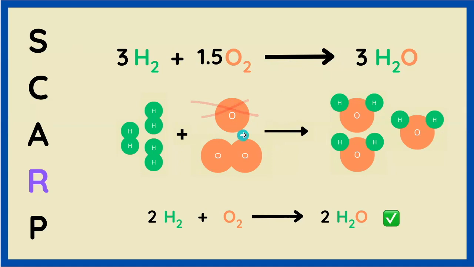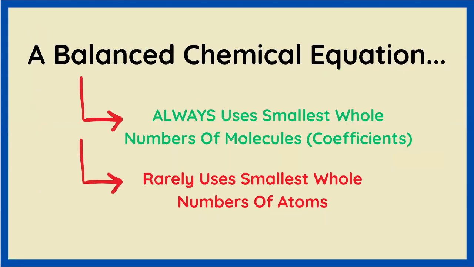That's why we have to rewrite the equation to use the smallest whole number of molecules. And that's often a scale down: 3 down to 2, 1.5 down to 1, 3 down to 2. Please pause the video and write this down.